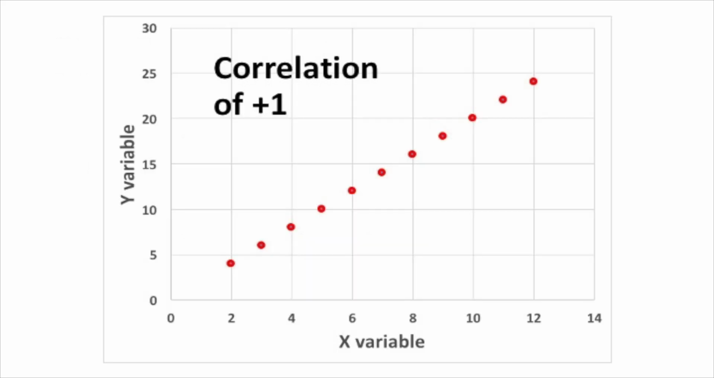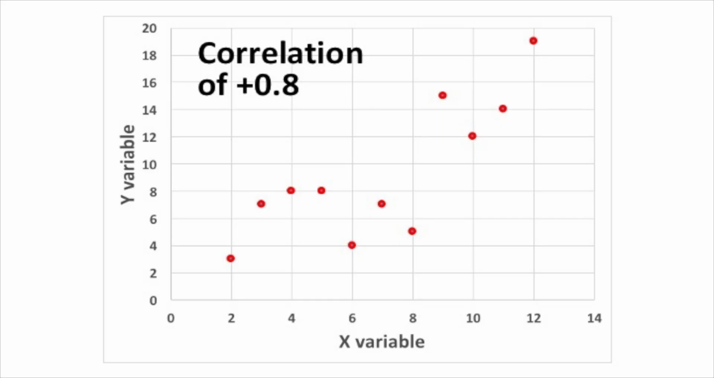So here we have a scatter plot where all the points follow a straight line, and sure enough, this gives us a correlation of +1. Again, it's a positive relationship because the points are moving in an upward direction, and it equals 1 because all the points follow a straight line. Here's a scatter plot where the correlation is 0.8. If you had a line that went through these points, it would be upward sloping, and the points would be fairly close to the line.